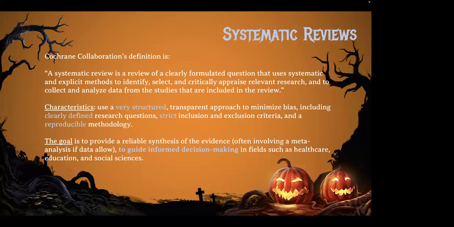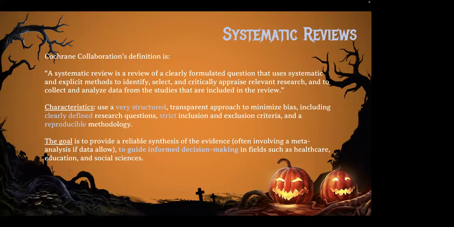A systematic review is a review of a clearly formulated question that uses systematic and explicit methods to identify, select, critically appraise, and collect and analyze data from the studies that are included. So some key characteristics of a systematic review that is a little different from a scoping review: the systematic review process is much more structured. It is stricter with the inclusion and exclusion criteria, as far as framing and determining them before screening. It is also imperative with systematic reviews that you use as transparent an approach as possible in following the steps, but also in reporting what you are doing to minimize bias.